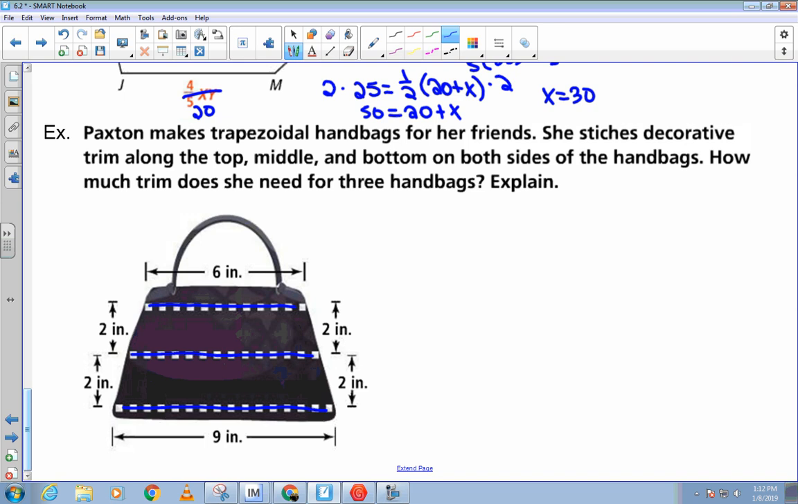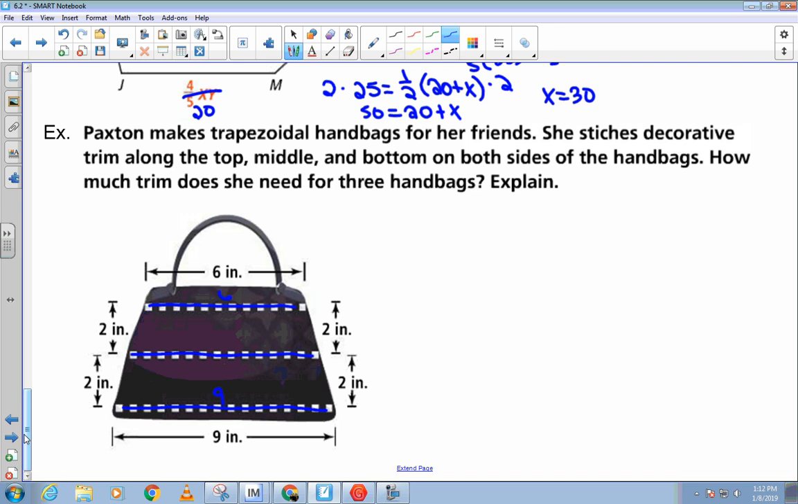Okay, so we're going to stitch stuff here, here, and here. Now we know this one's 6. We know this one's 9, right? We don't know what this one is. So, what is this right here? This line through the middle. Okay, but what's it called?